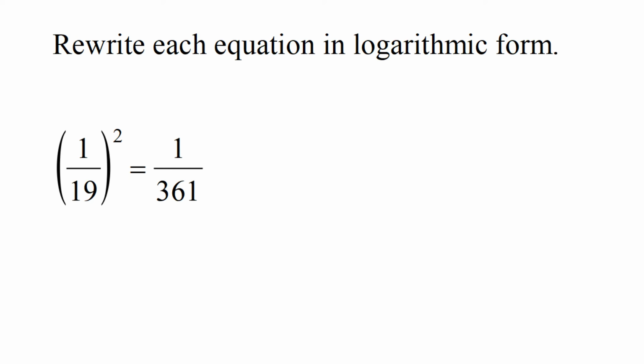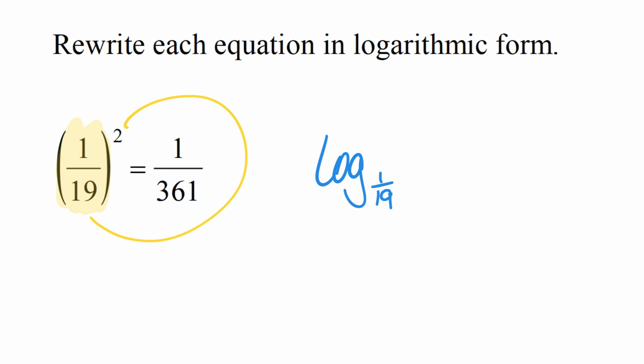Here we are again. We've got an exponential that we want to convert into a logarithm. So this exponential has a base of 1/19. That's no big deal. We just go to our log base, and the log base is 1/19. We're going to go down and around. So before we cross the equal sign, we need to put this 1/361 equals the exponent 2.